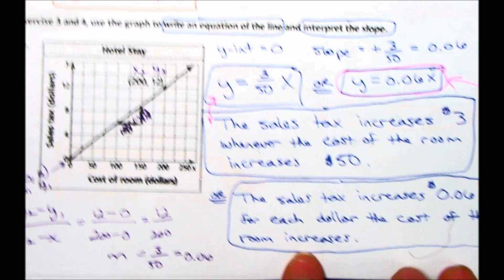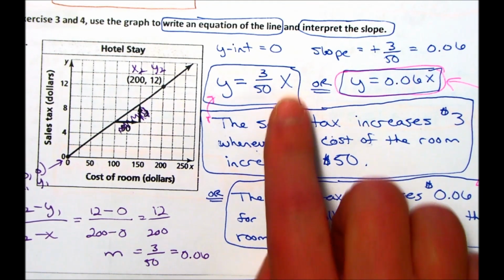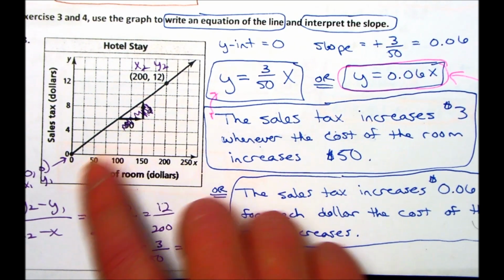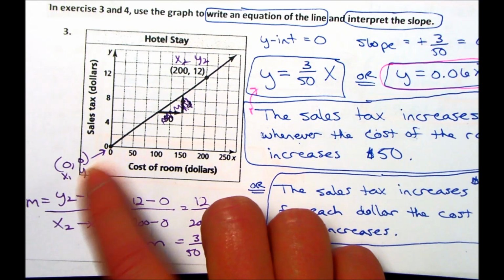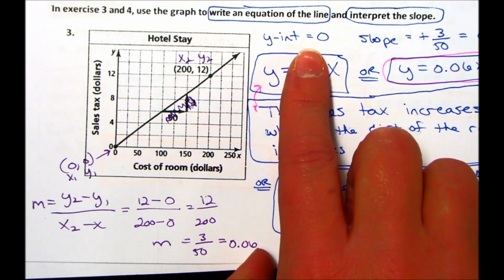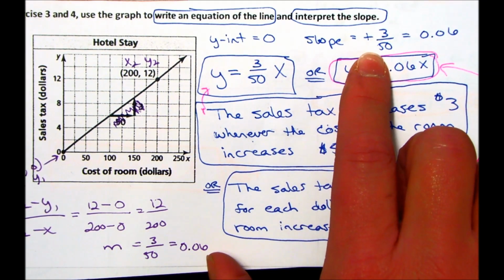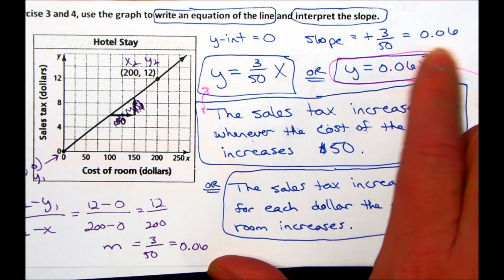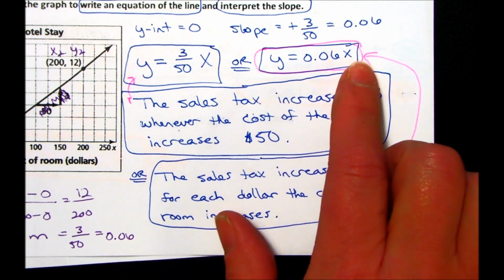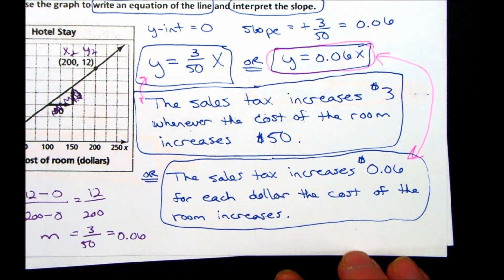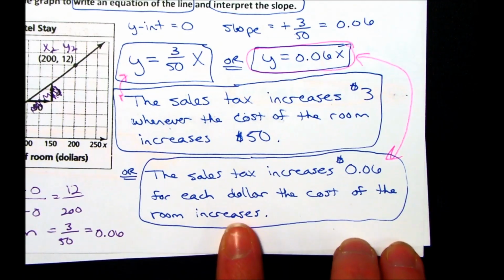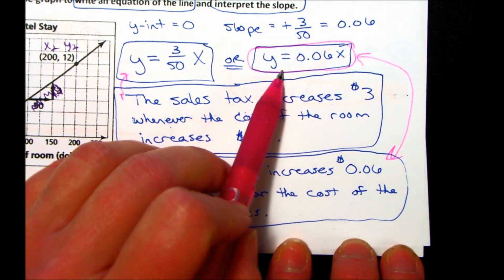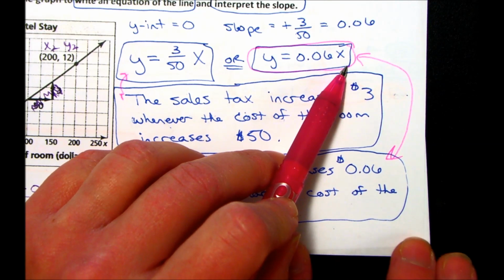Okay, so what do we do next? Once we've gotten the slope, you can just look at the graph. This one's a pretty easy y-intercept to find because it's at 0. So if your y-intercept is 0 and your slope is 3/50 or 0.06, which I like better, if you use y equals mx plus b and you're adding 0 at the end, it's not going to change the equation. So your equation will just be y equals 0.06x.